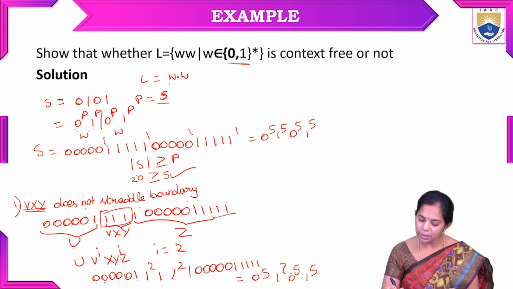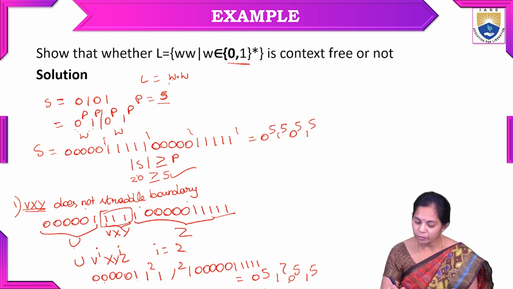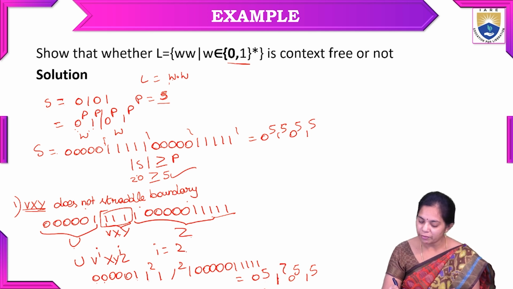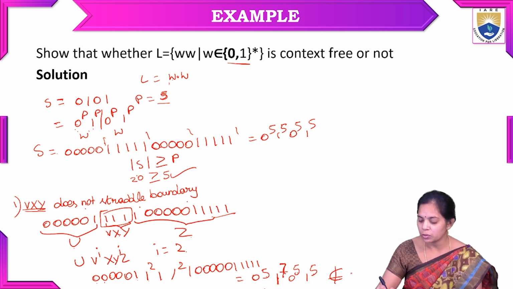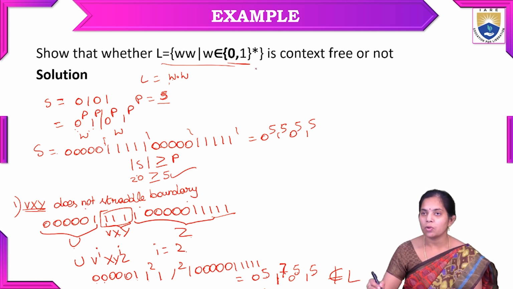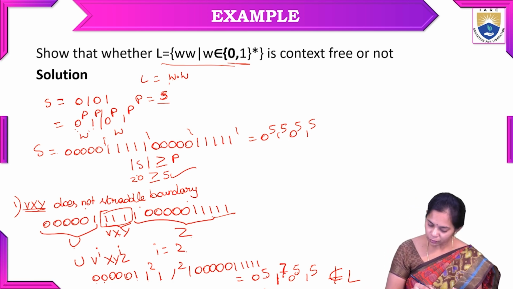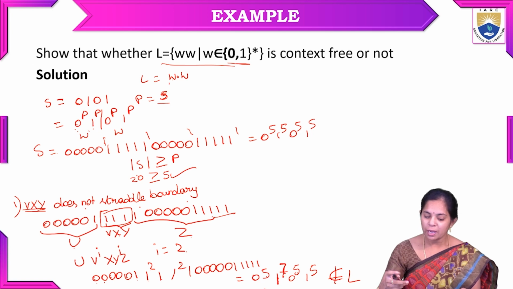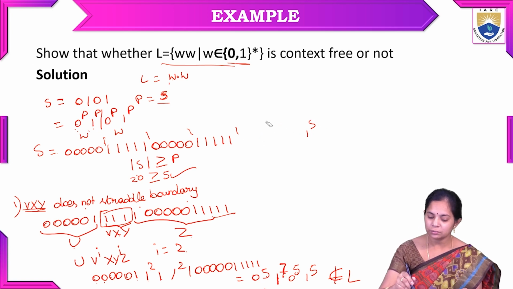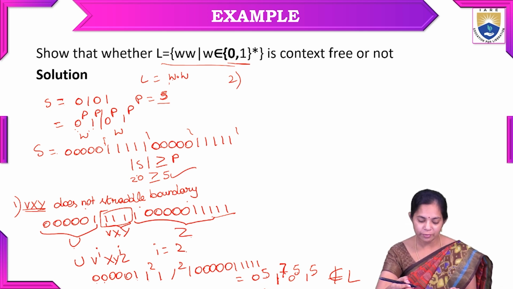So after the i value is pumped, what we got is 0 power 5, 1 power 7. So the power values are not equal. So this does not belong to a context-free language. So the given language is not a context-free language. So this is one case.